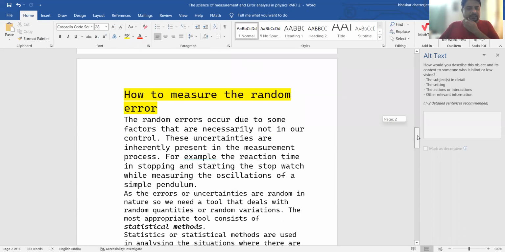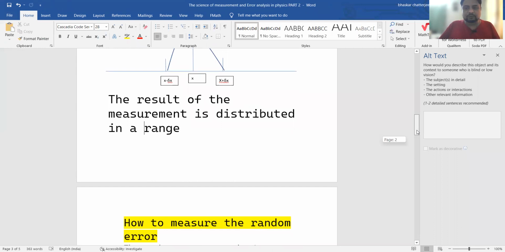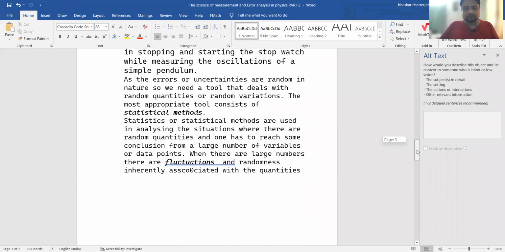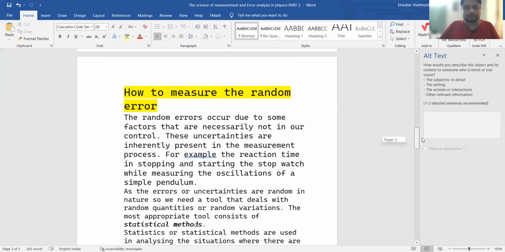Now, what is the method to measure this random error? What tools do we require, and why do we require such tools? What is the reason behind choosing these tools? Let us first understand this. We have to measure this random error. We have to find out what these random quantities are doing. We will come to an example where we will see random error examples.